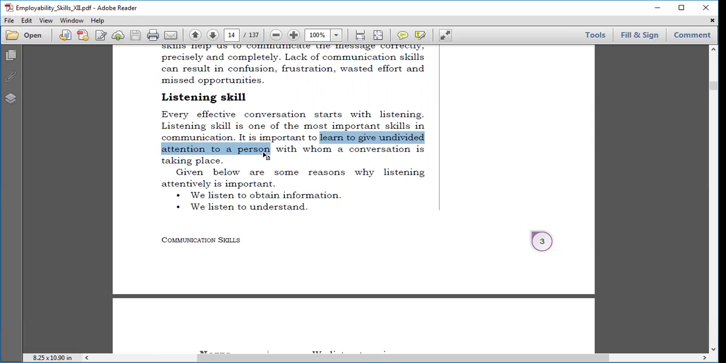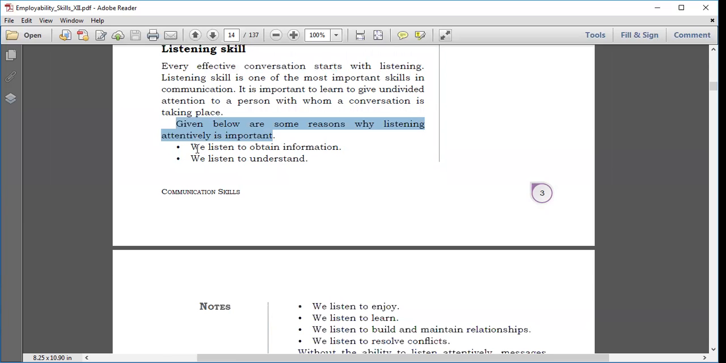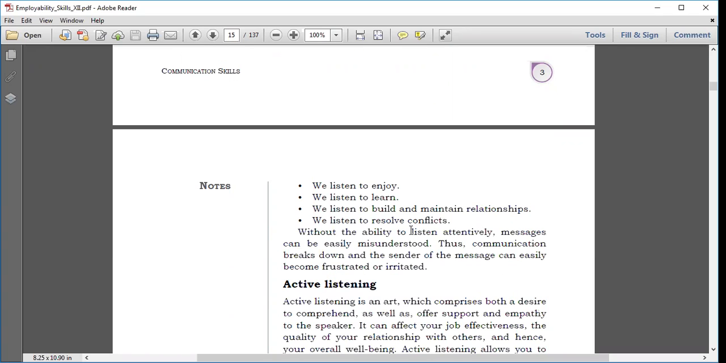Undivided attention means that you are not listening to somebody while your mind is somewhere else, right? Such things should not happen. Now, given below are some of the reasons why listening attentively is important. We listen to obtain information. When we listen to somebody, we want to get some information from that person. And we listen to understand. We want to understand what the person is about to say and what he's saying, right?